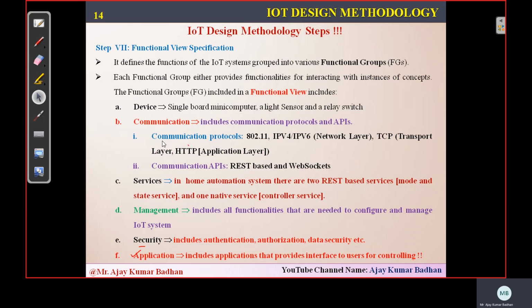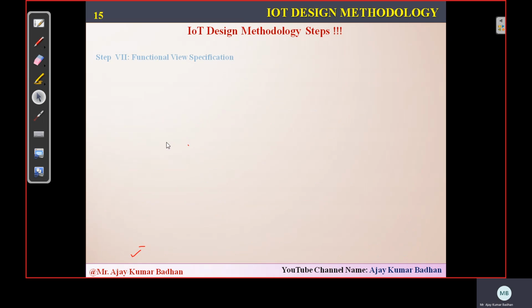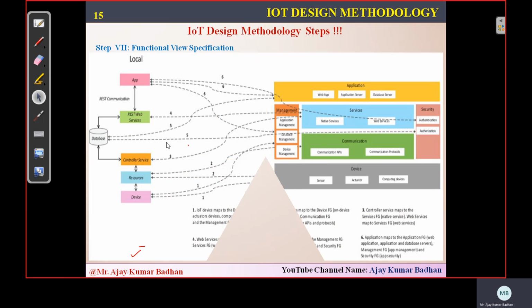So I will show you diagrammatically. You can see this. Here it is. Yeah, you can see the diagram. I think you people are familiar with this diagram. We have seen it in the first unit. So here if you see, we have applications, services, communication, devices. We have management, security. Now this is the level 1 IoT that we are using.